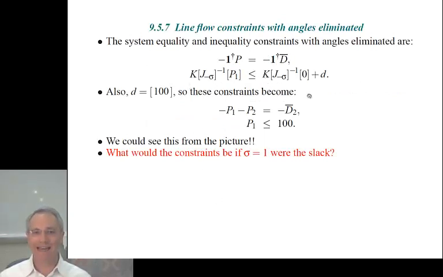The system equality and inequality constraints with angles eliminated are therefore power balance and power flow constraints, where we observe that there's no demand at bus 1, so that entry is 0. Since D is 100 and we've evaluated the various matrices, we get minus P1 minus P2 is minus D2 overline, where D2 overline is 110 megawatts, and P1 is less than or equal to 100. By the way, again, we could have seen this from the picture. You might think about how the constraints would be written down if the slack were at bus 1 instead of bus 2.